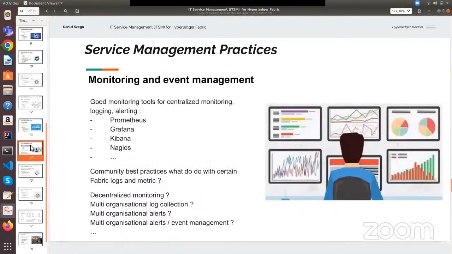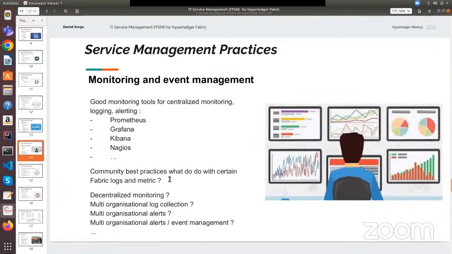Let me continue. The next one is monitoring and event management. We have good monitoring tools for containerized applications, and you can very easily integrate them with Hyperledger Fabric. It's Prometheus, Grafana, Kibana. With some effort, you can even bring Nagios up and running and so on. So we have good tooling support. What's missing practically, I would say, are two things.